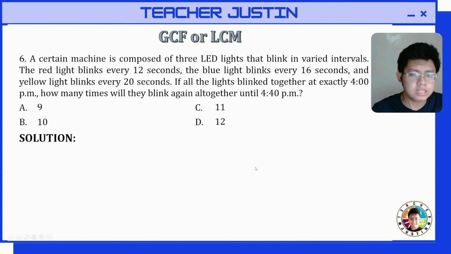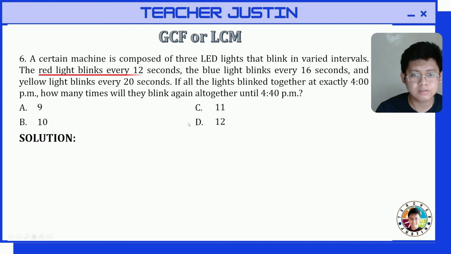A certain machine is composed of 3 LED lights that blink in varied intervals. The red light blinks every 12 seconds. The blue light blinks every 16 seconds, and the yellow light blinks every 20 seconds. If all the lights blink together at exactly 4 p.m., how many times will they blink again altogether until 4:40 p.m.? So, to answer this item, okay, identify muna natin yung mga LED lights na given sa atin.